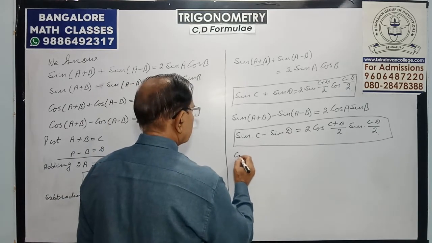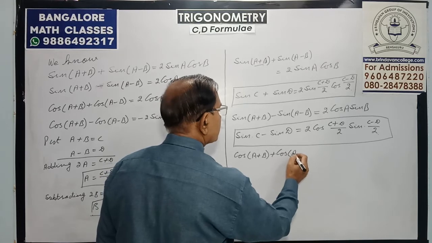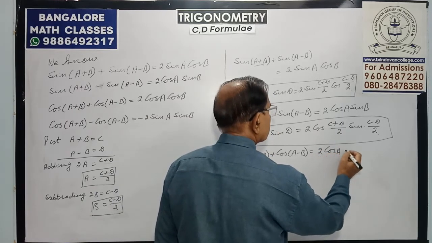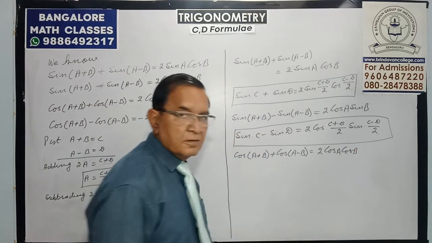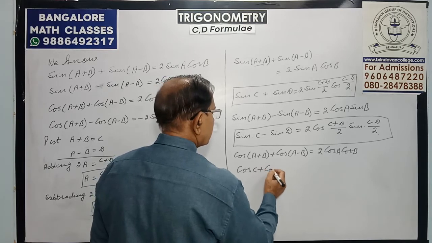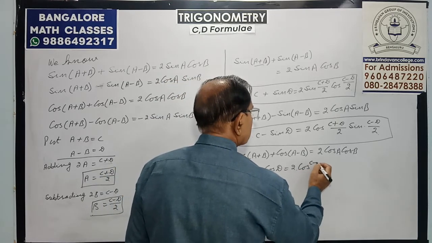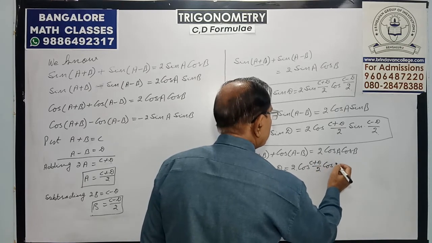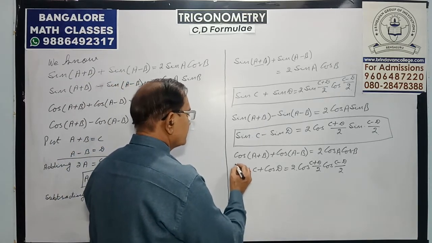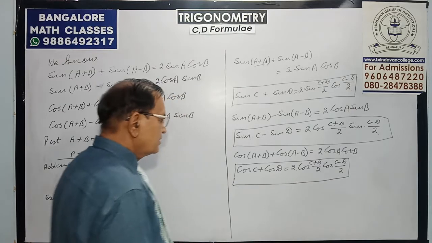Then third is cos(A+B) plus cos(A-B) equals 2 cos A cos B. Now A plus B put C, we will get cos C. For A minus B put D. A for (C plus D) by 2, so cos (C plus D) by 2, B for (C minus D) by 2. Thus we are getting cos C plus cos D is 2 cos (C plus D) by 2 cos (C minus D) by 2.